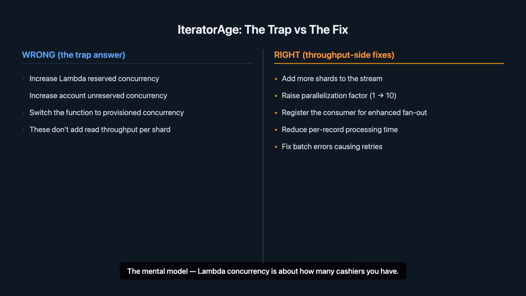The mental model: Lambda concurrency is about how many cashiers you have. IteratorAge is about how fast records come off the shelf. More cashiers can't help if there's only one clerk handing them records.